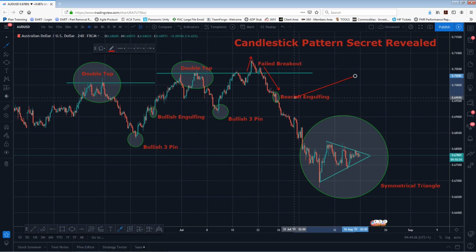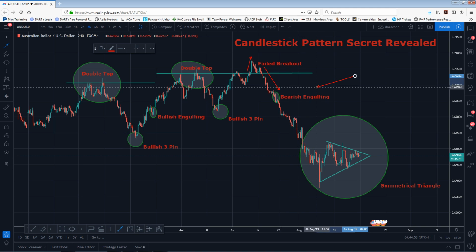These are some of my favorite patterns: the double top, looking for a failed breakout, bearish and bullish engulfing, as well as these 3 pin formations. I use this all the time, and look how many times this has happened. We're looking at the 4-hour chart here, and every candle is a 4-hour time window. I'm going to break down a single candlestick in a minute.